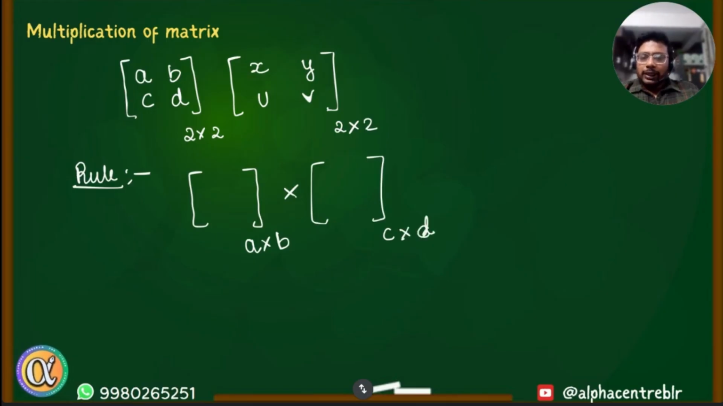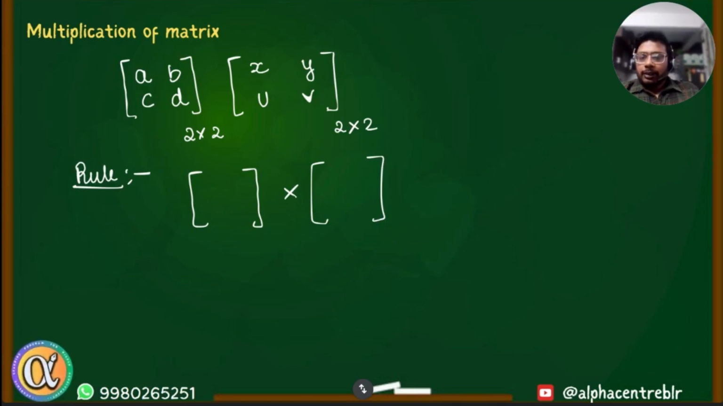So here we know B is what? B is the number of columns of matrix 1, and C is the number of rows of matrix 2. In order to multiply these two matrices, it is compulsory that the columns of A are the same as the rows of B. So these two numbers must be the same, then only you can multiply the two matrices. Let's check that out with an example.